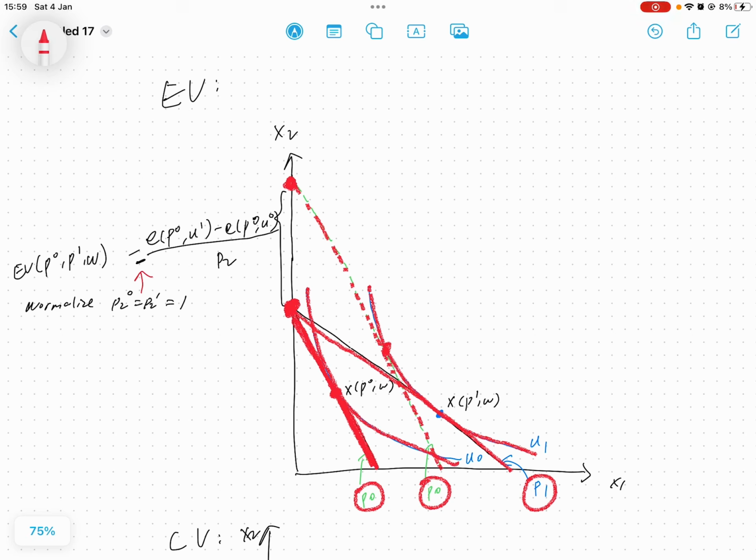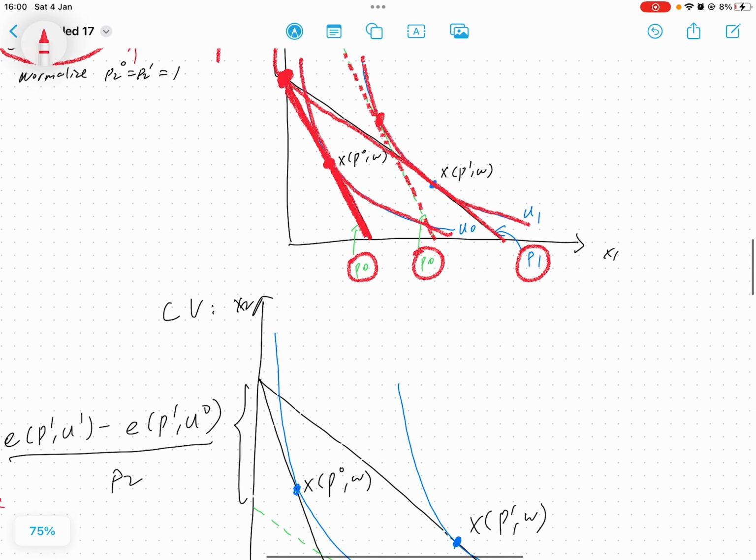Because we have x1 equal to 0, this level will be simply the value divided by P2. If we normalize P2 to be 1, because P2 doesn't change, for both the old and new price of P2, this denominator goes to 1, and we simply obtain the EV to be exactly the difference between those two points. Okay, that will be the EV.